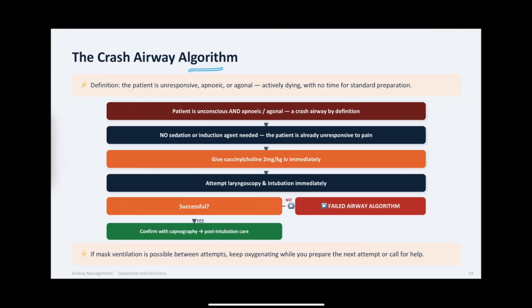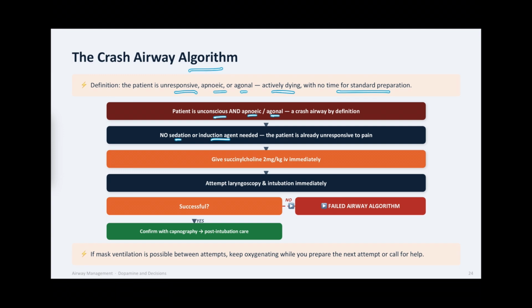The crash airway algorithm. What is the definition of a crash airway? It is when a patient is unresponsive, apneic, or has agonal breaths. Patients who are actively dying, where there is no time for standard preparation. So let's say you have a patient who is unconscious or apneic or has agonal breaths. Here, there is no time for sedation or induction agents, so there is no need to give them.